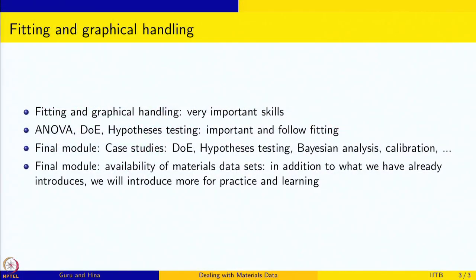We have seen several ways of plotting the data and hence analyzing it, in the beginning as well as in this exercise. We have also seen in this module how to do fitting for different functional forms. From fitting, other important things naturally flow, that is ANOVA, design of experiments and hypothesis testing and so on. We will do some case studies to fix some of these ideas, and some of it we have already done. ANOVA, for example, we have seen one example, and hypothesis testing is something that we have been doing on and off. So, we will continue with that, and in the case study part we will look at those aspects.